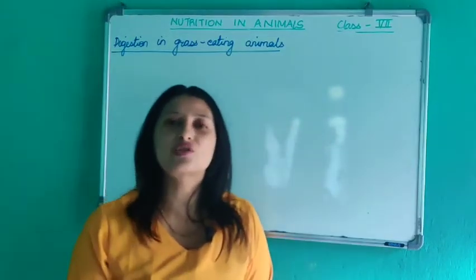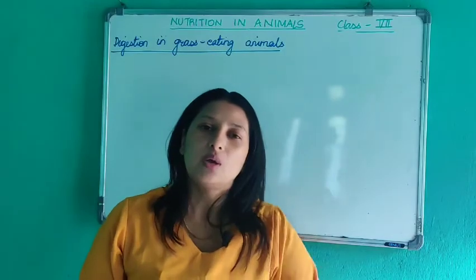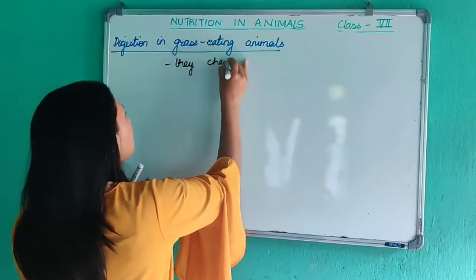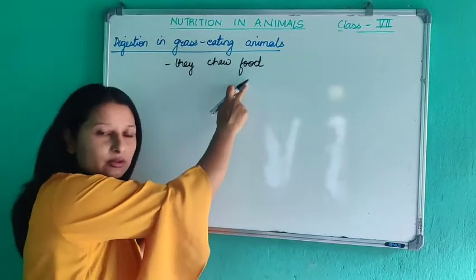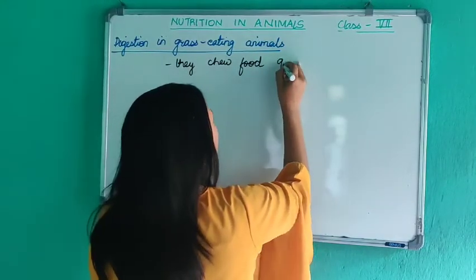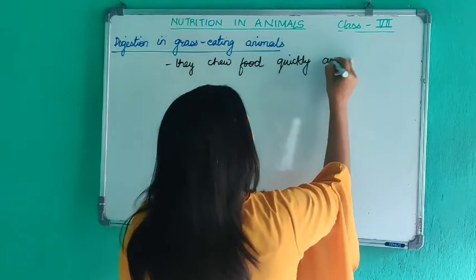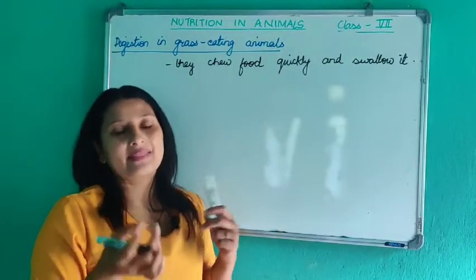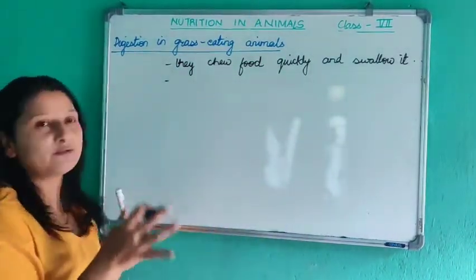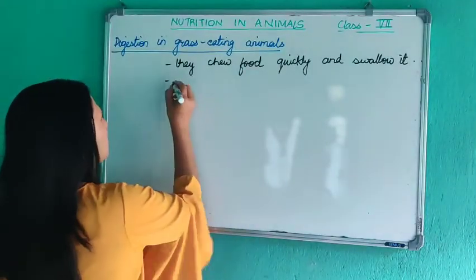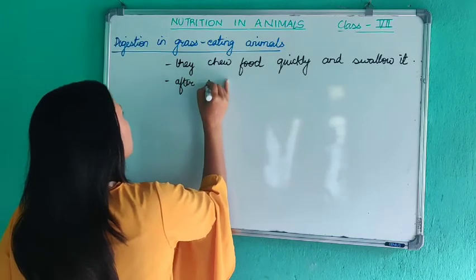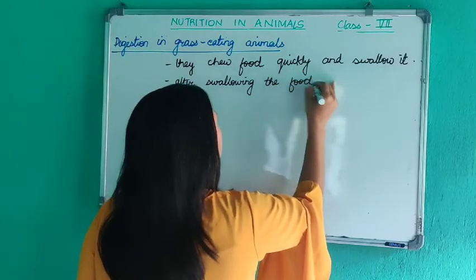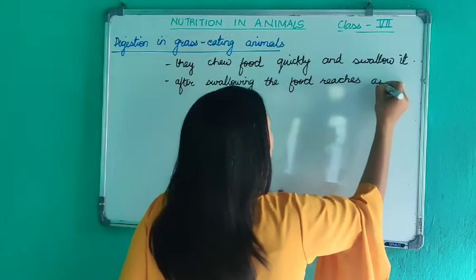So when we give grass to grass eating animals such as cows, what happens is first they chew the food quickly. They chew food भन्नाले यहाँ grass, okay, उनीहरुको लागि food हो grass चाहिँ. They chew food quickly and then swallow it. Okay, first मा के गर्दै रहेछ? They will chew the food quickly and then they will swallow it. So when they swallow the food, it reaches an organ. So after swallowing the food reaches an organ called rumen.